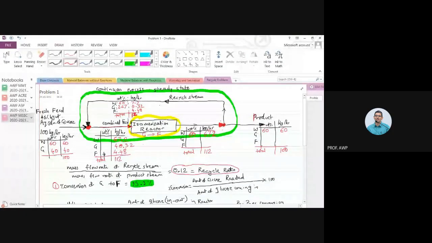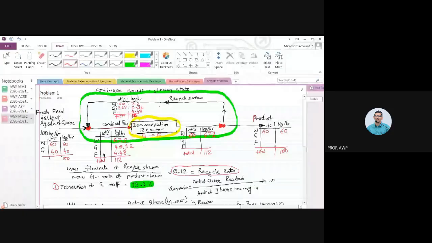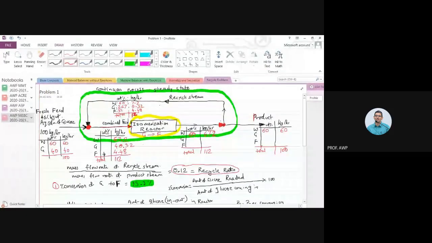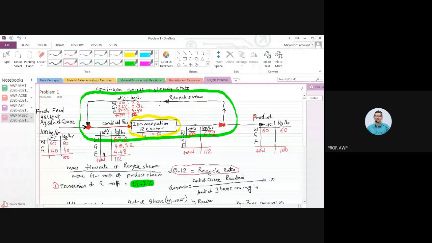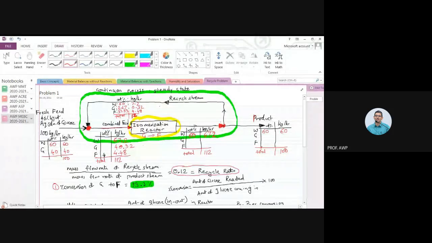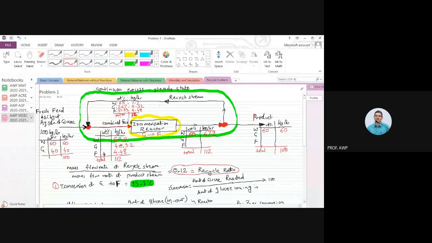Fructose is 4.48 kg per hour out of the total 12 kg per hour. So 4.48 divided by 12 into 100, fructose must be 37.33 weight percent. Okay, now look at this point once again, where the stream coming out of the reactor is split into two parts, one recycle and one product. If it is split into two parts, the composition must be the same.